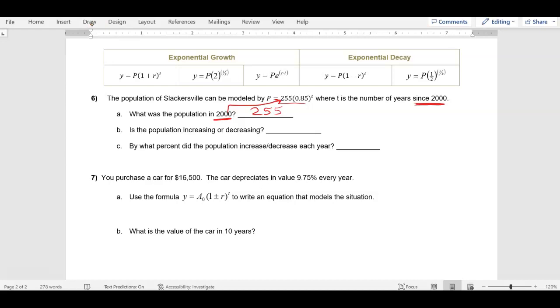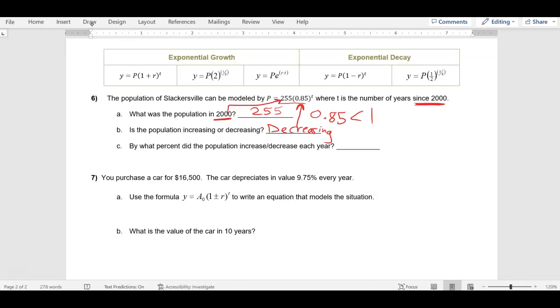Again, because they're giving you the year that it starts. That's what that first number is going to be, the P, the principal. Is the population increasing or decreasing? So this number right here, 0.85, is less than 1, so that's going to be decreasing. It's going down.